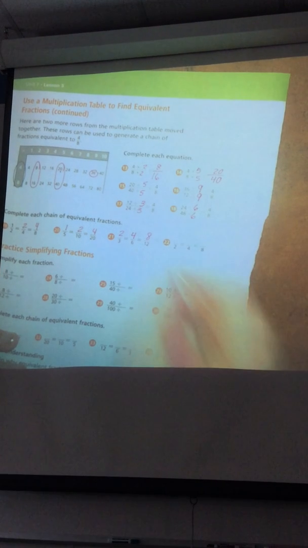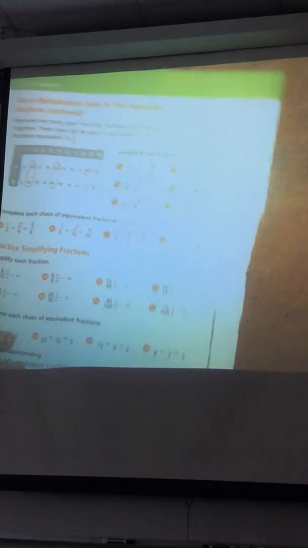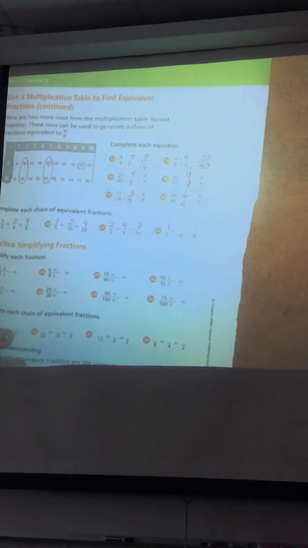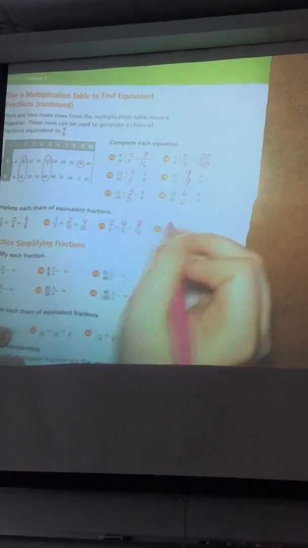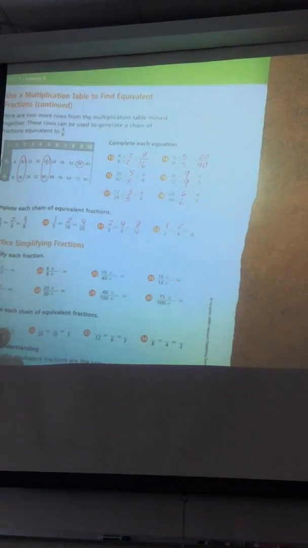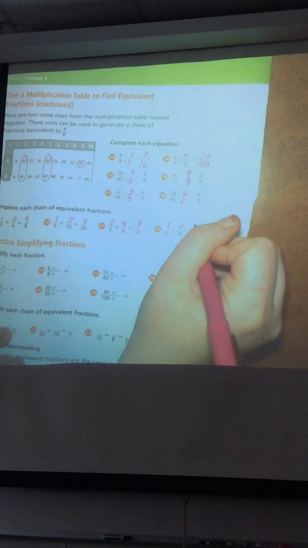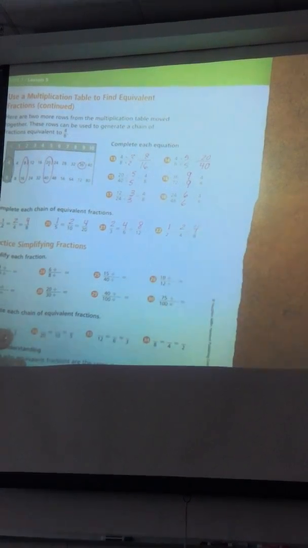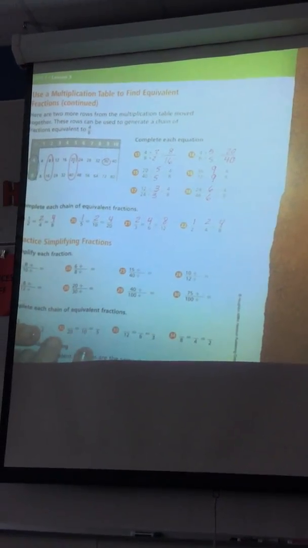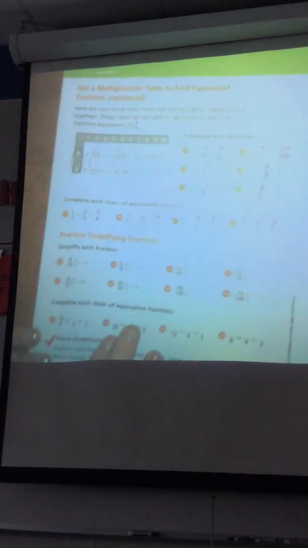Okay, now let's try a 1 on top with this one. So 2 times what equals 4? 2. So 1 times 2 equals 2. And 2 times 2 equals 4. So do you see how we're just multiplying the same on the top and the same as the bottom? Okay? Good, so that's what we're going to do here.